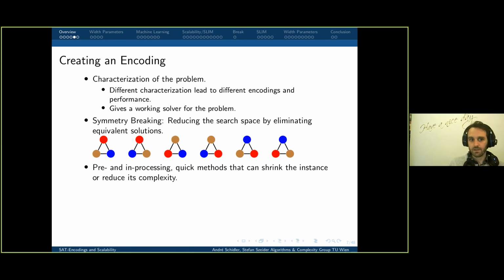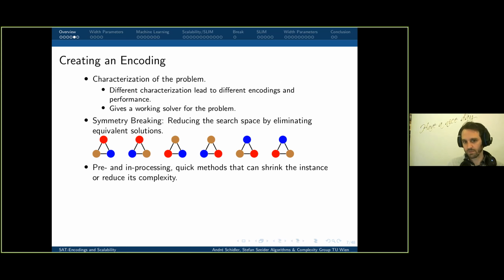So what goes usually into creating an encoding? First you need a characterization of your problem that can be encoded into propositional logic. Usually different characterizations lead to different performance. And so it's good to be aware and to try different characterizations. And once you have this, you actually have a solver for your problem.